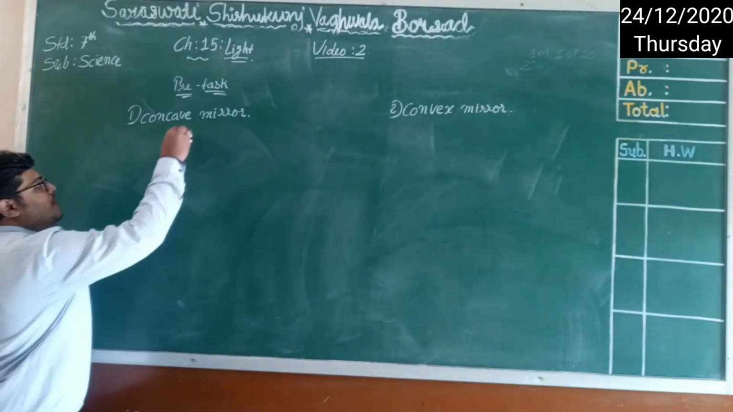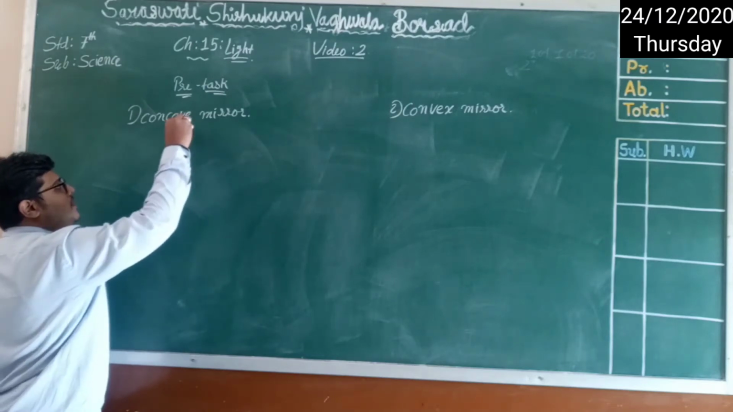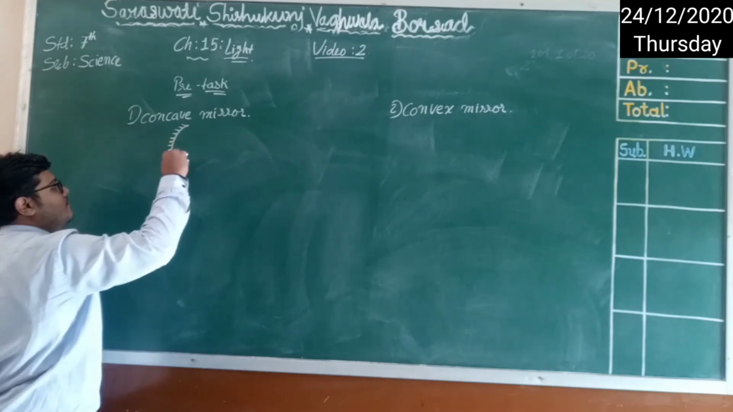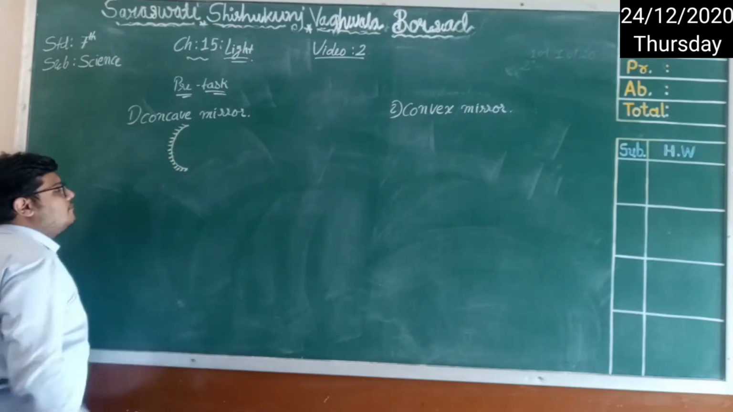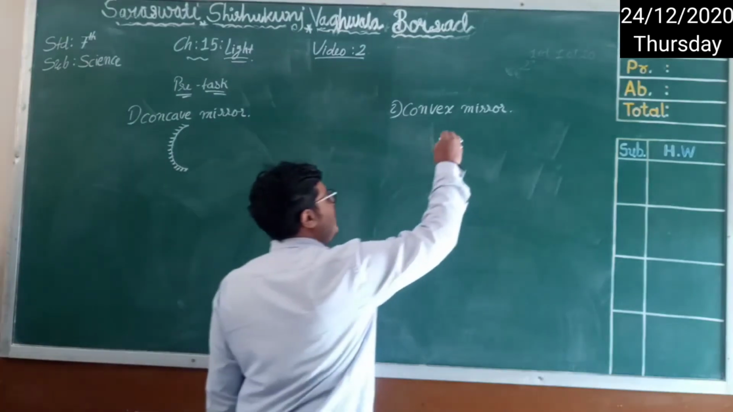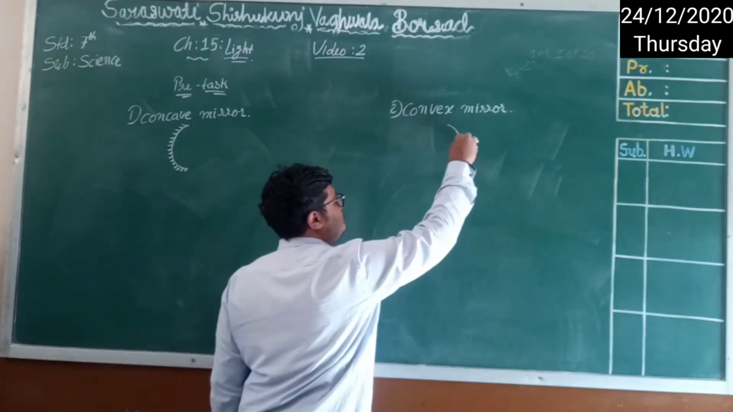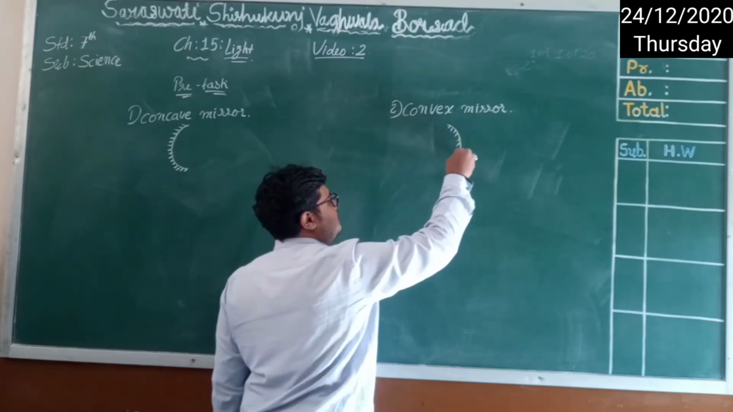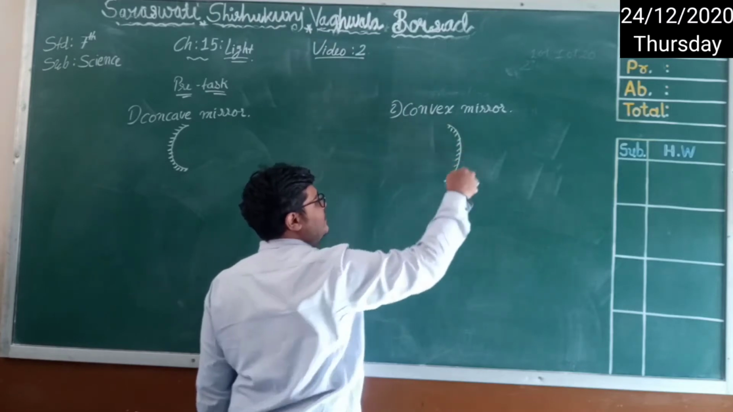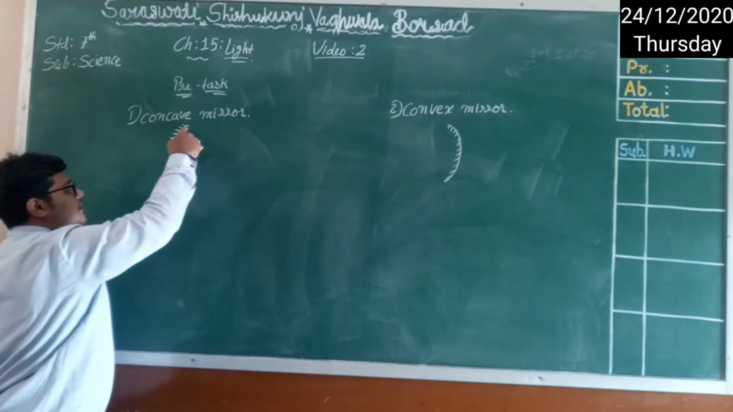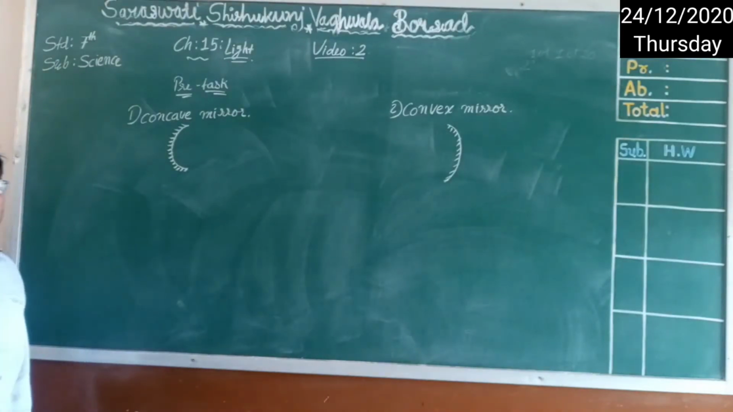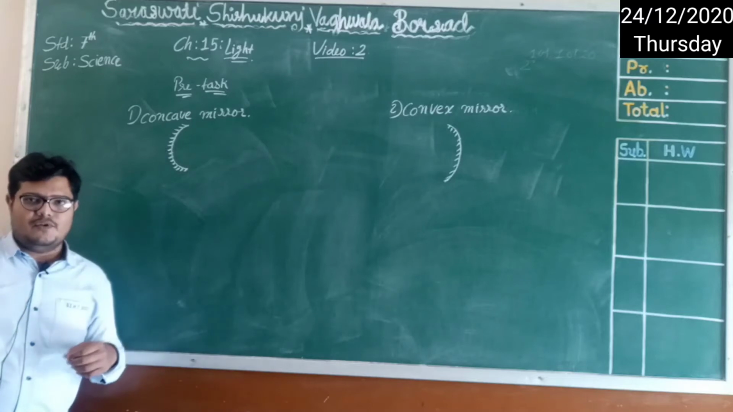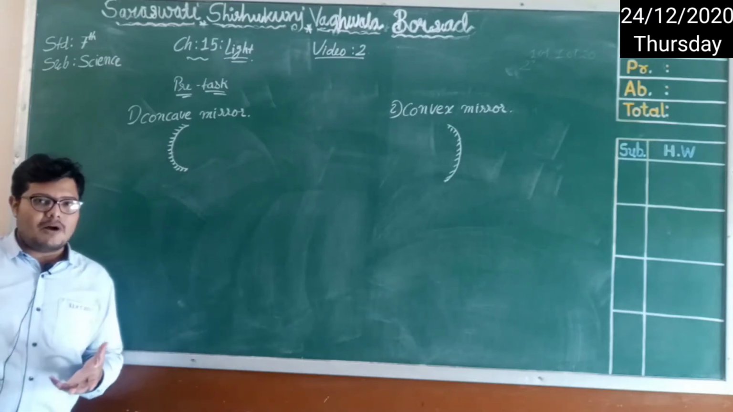Concave mirror means, let me draw it here so it will be easy for you. So this is concave and this becomes convex. So this is its reflecting surface. Here this inner surface will be the reflecting surface, right? In the previous video we have seen this concave mirror activity, if you remember. So today we will discuss its properties.